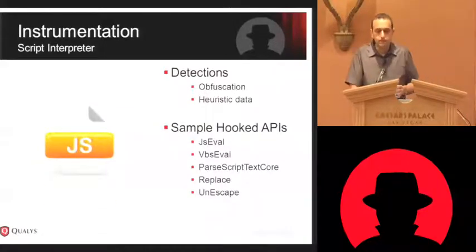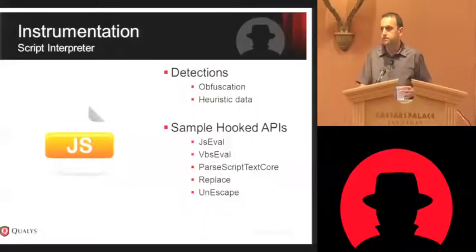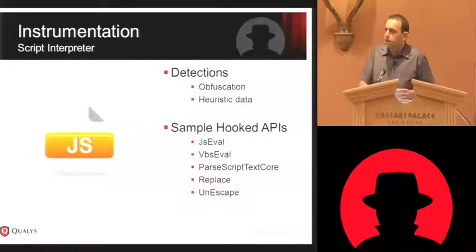And second last, but definitely not least, we hook the script interpreter. This is how we do all our eval-based deobfuscation. So there's two eval methods. IE supports JavaScript and Visual Basic as well. And we also pull out common functions that are invoked for obfuscation purposes.